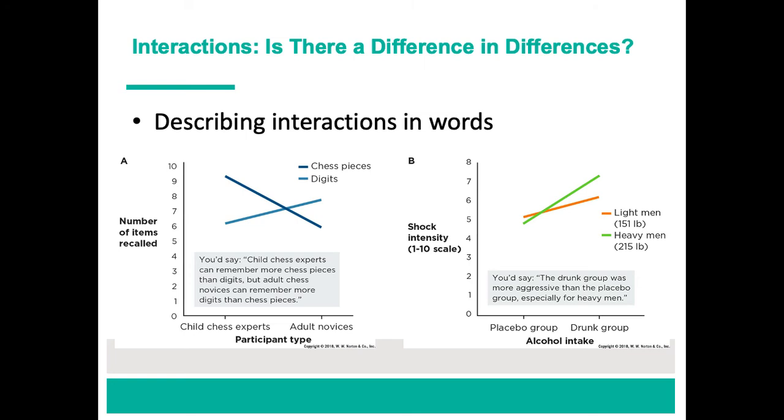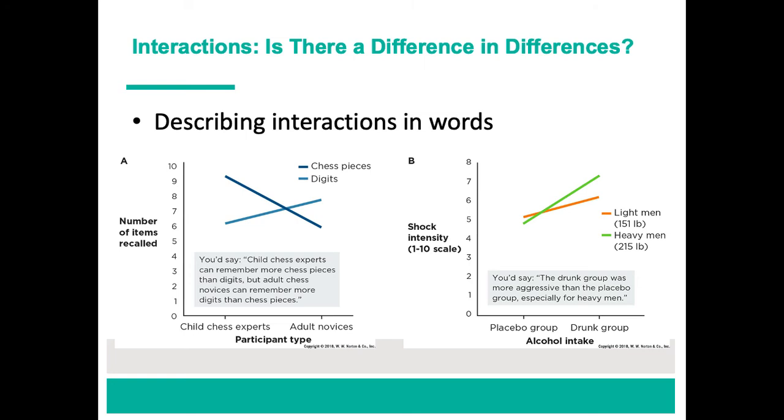You can also describe this, of course, in words, not just pictures. So if you're looking at the sort of chess piece example on the number of items recalled for child and adult sort of chess players, you'd say something like, child chess experts can remember more chess pieces than digits, but adult chess novices can remember more digits than chess pieces. That's that crossover interaction. So it's kind of performing the opposite for these different groups, right?